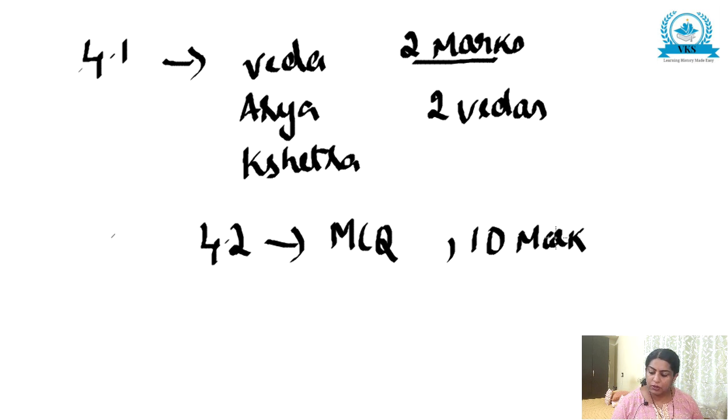In MCQ, you can think of questions like who is the founder of Buddhism, then 4 choices they can give. Original name of Buddha, or parents of Vardhamana Mahavira. So like that, 1-mark or 2-mark questions can come.